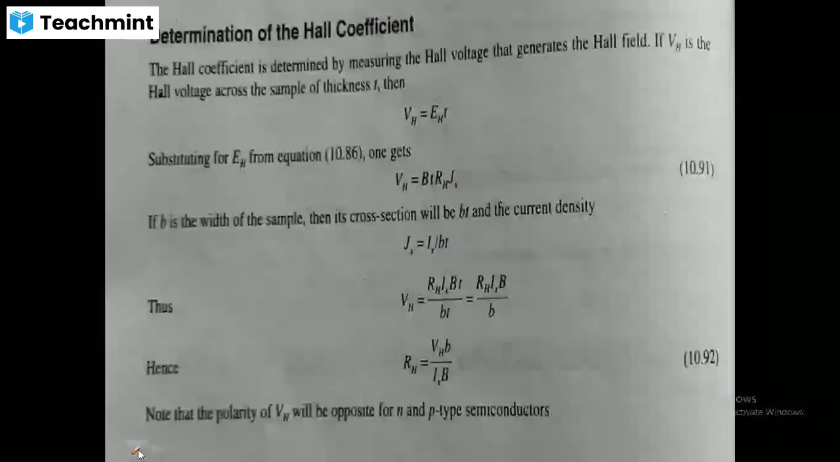Then we have one more expression for the Hall coefficient. What we discussed so far is one type of expression. We have one more expression, that is the determination of the Hall coefficient. The Hall coefficient is determined by measuring the Hall voltage that generates the Hall field. So if VH is the Hall voltage across the sample of thickness t, that is how we measure this Hall coefficient experimentally.